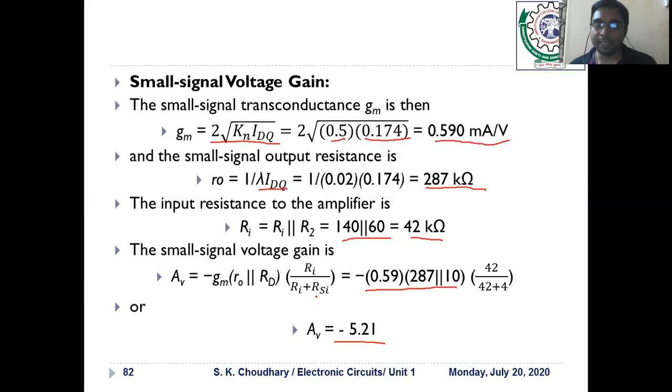If in this case RSI is 0, then your gain would also increase because the input voltage appearing at the gate terminal would be increased.